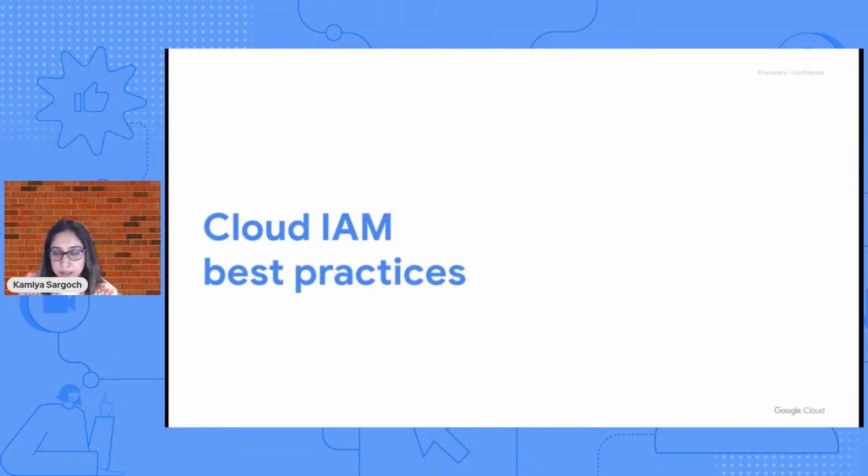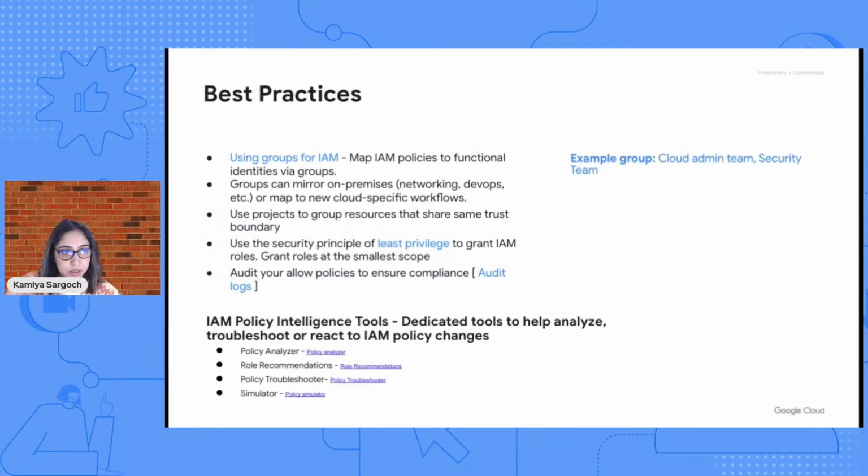I will now quickly discuss some best practices. I think we've covered them in the webinar, but for IAM, using groups and mapping IAM policies to functional identities is really a best practice. You should sync your groups from your source of truth so that your join and leave process is shared, and really enforce a naming convention for your group names as well.